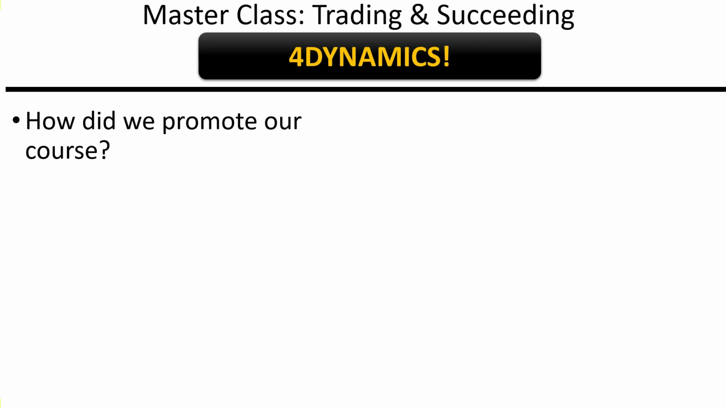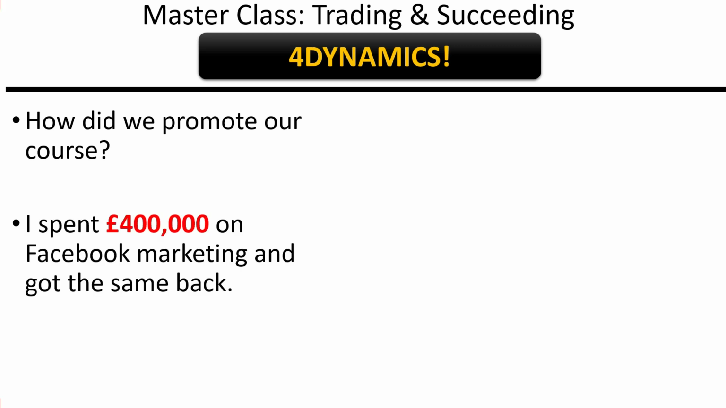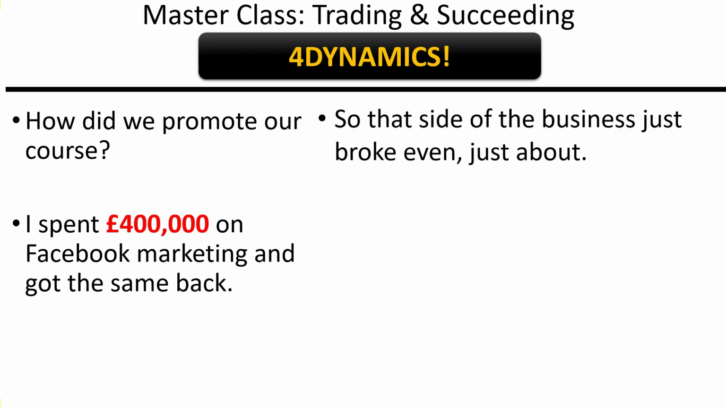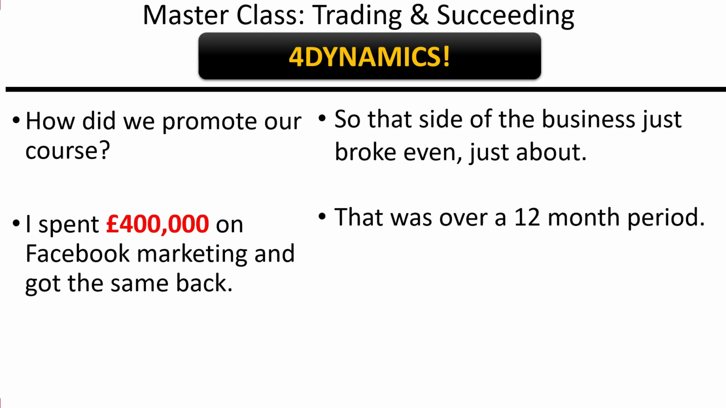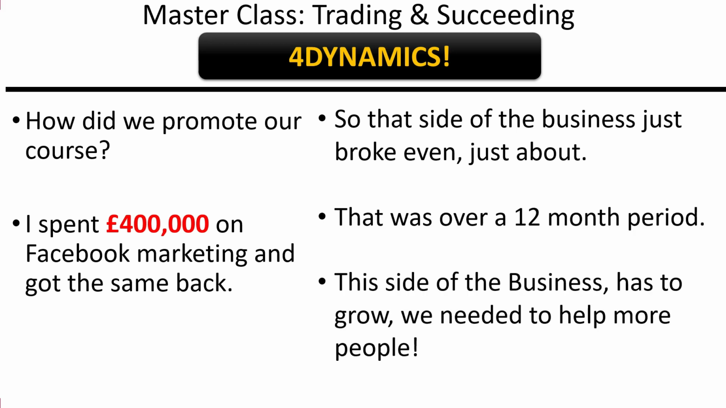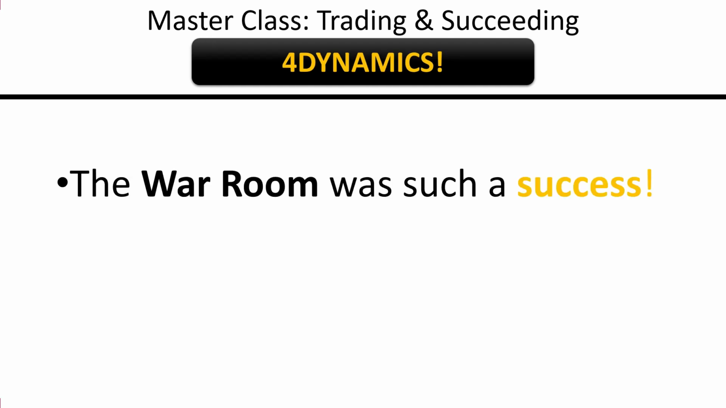Now, the way we actually promoted the course at first is we basically just went onto Facebook and spent too much money. We spent £400,000 on Facebook marketing over a 12-month period, and the top and bottom of it is that side of the business just broke even, meaning we just got the same back, over a 12-month period. And that side of the business has to grow. The idea is that we needed to help more people, and the outlay being what it was.